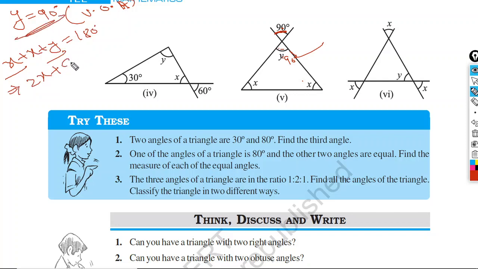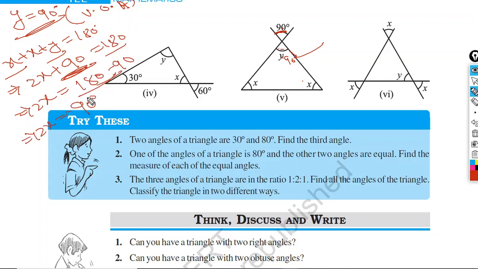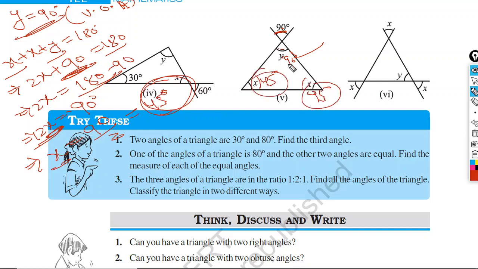value we know, y equals 90, equals 180 degree, implies 2x equals, just transpose this 90 to the RHS, 180 minus 90, implies 2x equals 180 minus 90 is 90, implies 2x equals 90. Now divide by 2 on both sides, so x will be equal to 90 by 2, which will be equal to 45 degree. So x equals 45 degree, look at it, here it is x, so it is 45 degree, here again x, so it is also 45 degree. So 45, 45 and this angle is 90.